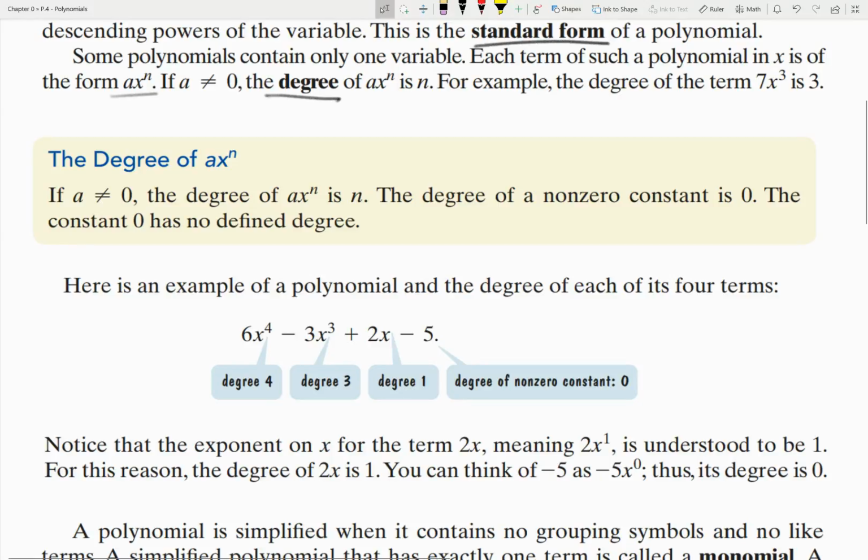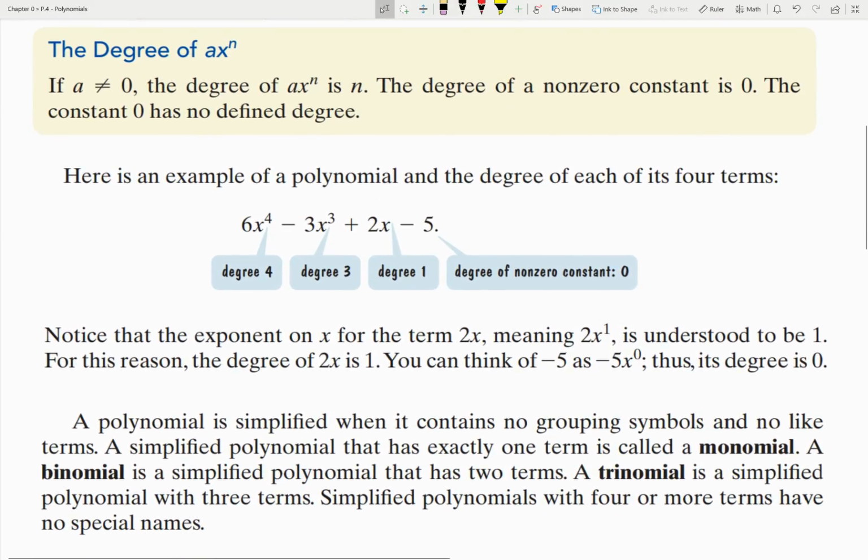If a is not equal to 0, the degree of ax to the nth power is n. The degree of a non-zero constant is 0, and the constant 0 has no defined degree. It's undefined. So here's an example of a polynomial and the degree of each of its four terms.